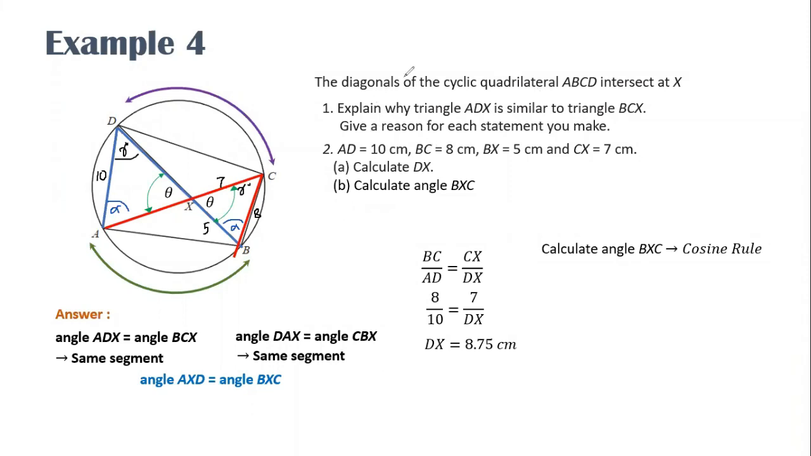Okay. Why do we have to use the cosine rule? Look at this diagram. That's very simple, right? How to use the cosine rule. Look at this triangle. Very easy, right? Look at the triangle, BCX or BXC. Same, right?